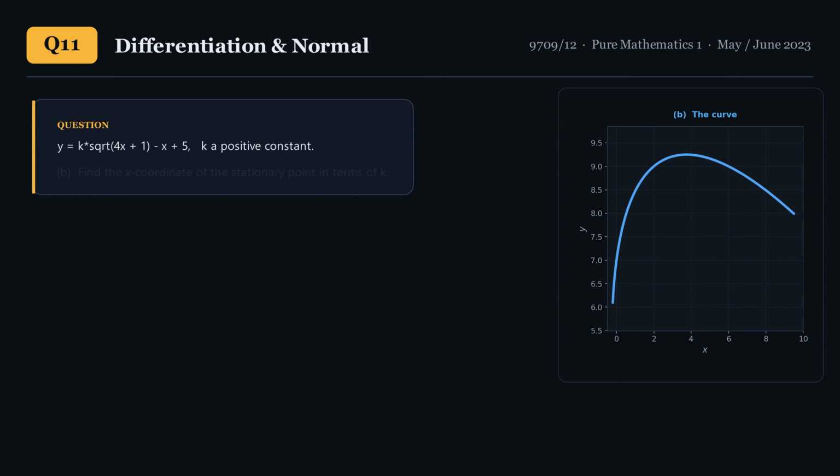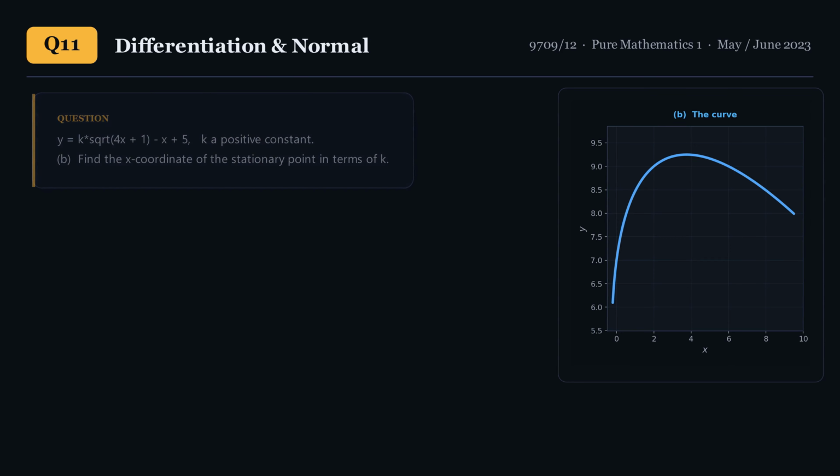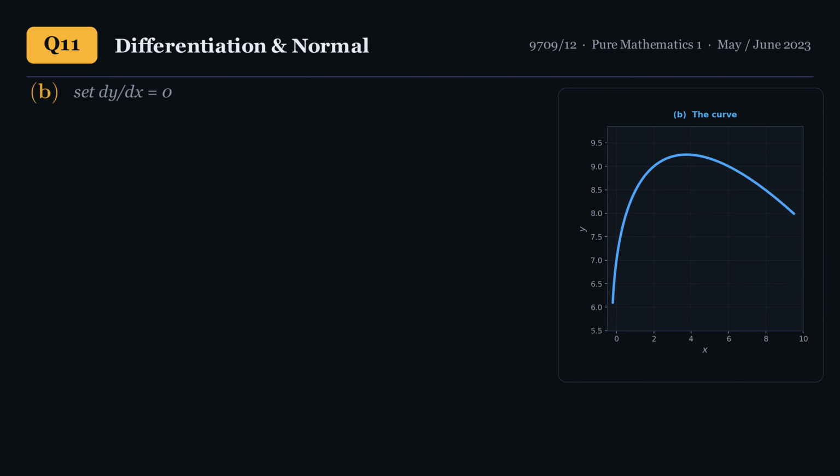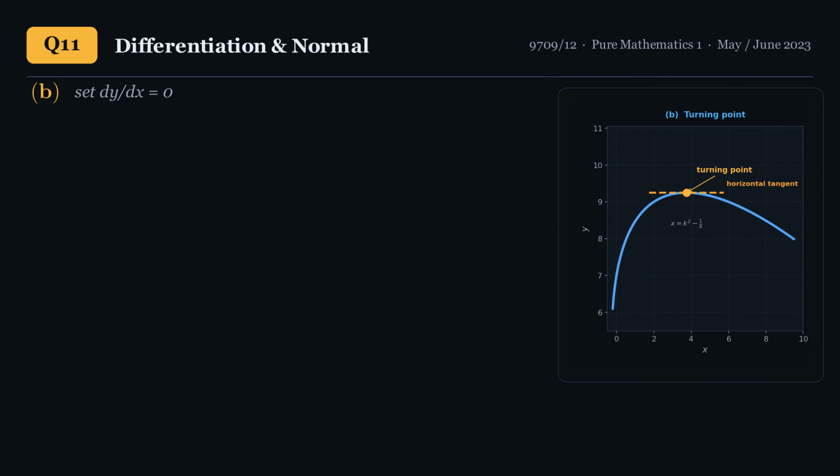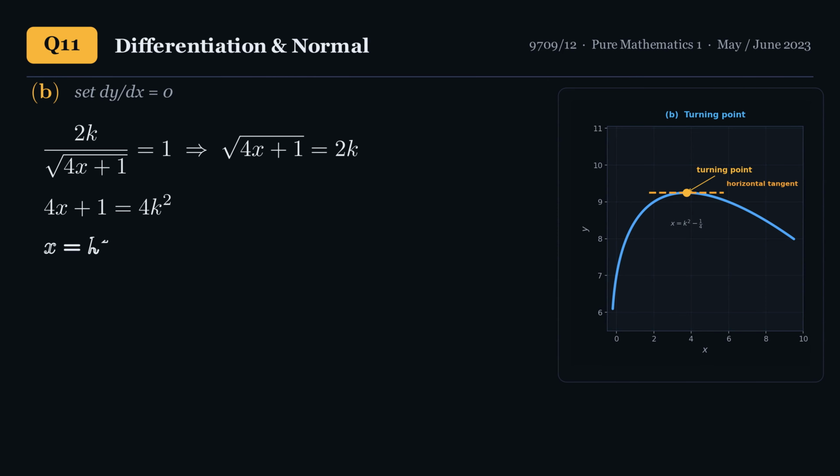Part B. Find the x-coordinate of the stationary point in terms of k. Now let's work through the solution step by step. At a stationary point, dy by dx equals 0. On the graph, the tangent is horizontal where dy by dx equals 0. Set 2k over root 4x plus 1 minus 1 equal to 0. Rearrange: root 4x plus 1 equals 2k. Square both sides. X equals k squared minus 1/4.